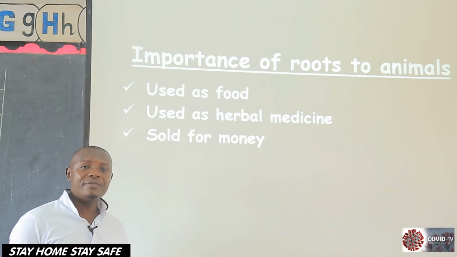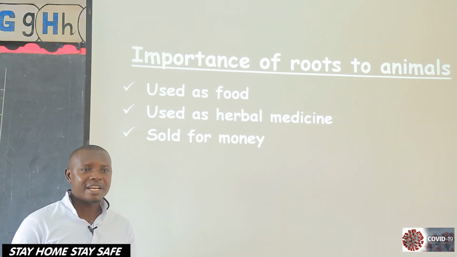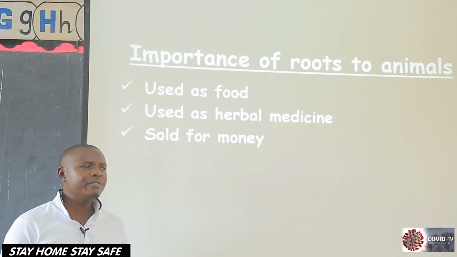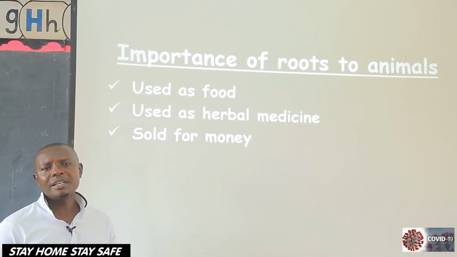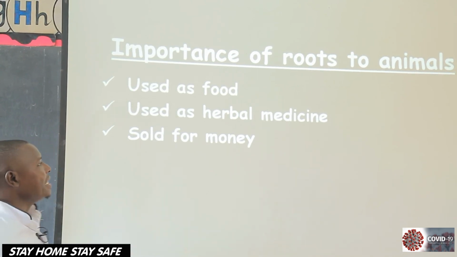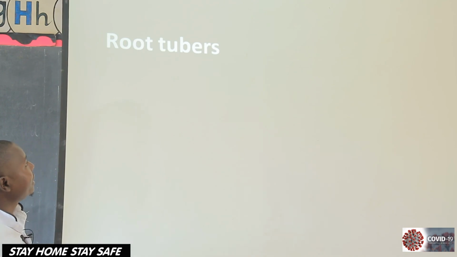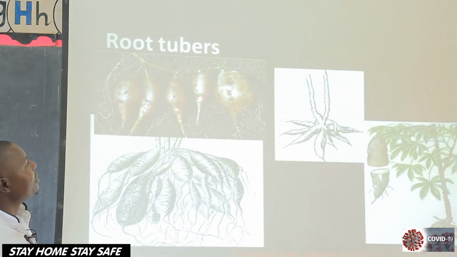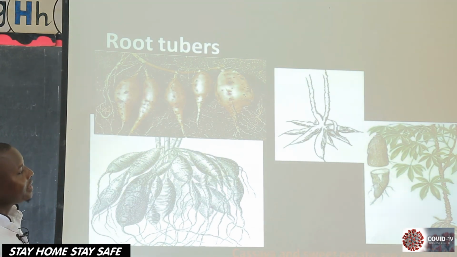Yeah, these days there are very many people who make medicine out of plant materials. They can make from the stem, they can make from the leaves, they can make from the roots. So roots can be used as herbal medicine, and some of them can be sold to get money. Now those are the ones that we can eat, like cassava, sweet potatoes, like that.